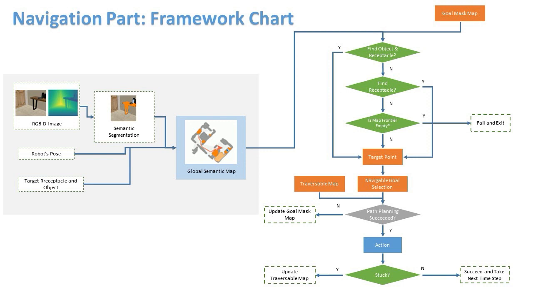Lastly, escaping from the stuck place. A robot often gets trapped into stuck place like a narrow corridor, a corner near the door, and so on. The stuck state will result in the navigation failure. We design a method to solve the problem by changing the goal mask map and traversable map.